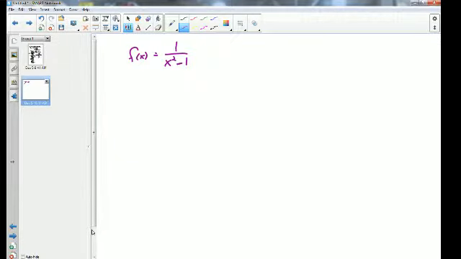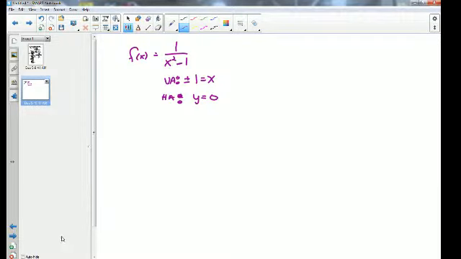Where are your vertical asymptotes? 1 and negative 1, because if you plug in 1 or negative 1, it gives you 0 in the denominator. Can't factor, right? How about horizontal asymptotes? What's the highest exponent on the bottom? x squared, so we have 1 over x squared, and 1 over infinity is 0. Good job.